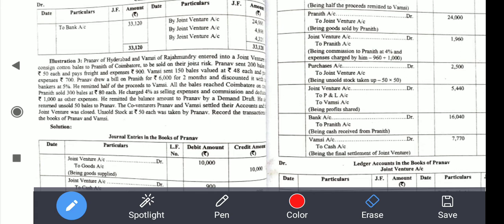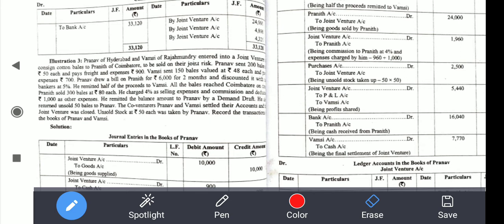So in this problem, two co-ventures are there. One is Pranav, another one is Vamshi. First, we will solve the problem by recording the transactions in the books of Pranav. First we write the journal entries in the books of Pranav, then the journal entries in the books of Vamshi. Okay, what is the first transaction?